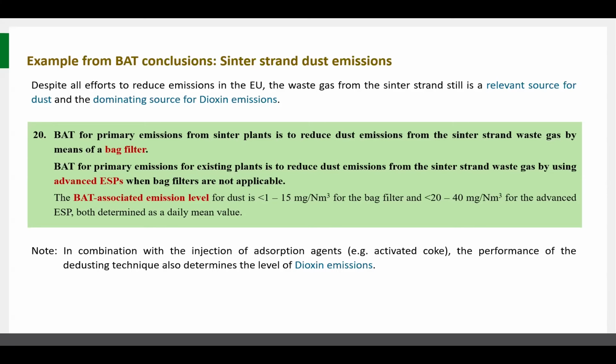So, and I would also like to highlight the link between dust emissions and dioxin emissions, because usually for removing dioxin from the waste gas, it is abated by the injection of absorption agents, for example, activated coal, and then the performance of the dedusting technique also determines the level of dioxin emissions.